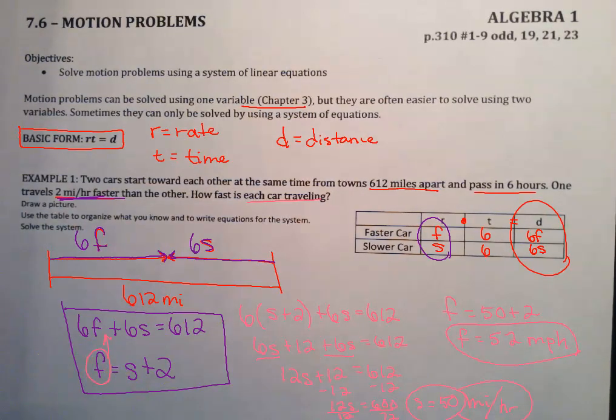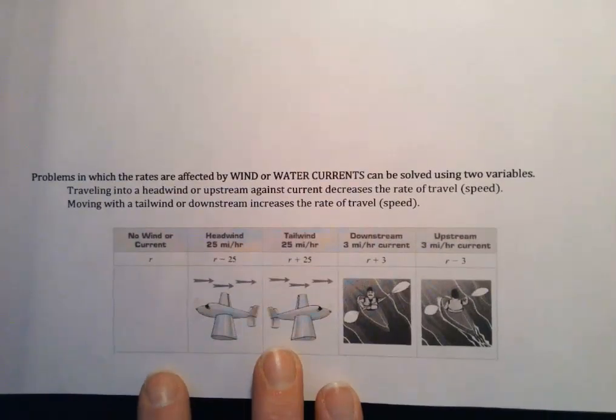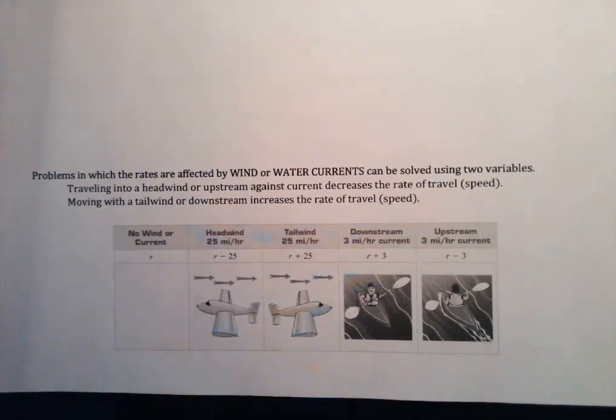Okay, at the bottom of your paper, yeah, I hit the wrong button. We're going to talk about something entirely new that we did not talk about last time. It's talking about wind current, or wind and water currents. Because we get some totally weird problems that are harder to deal with when we use current.